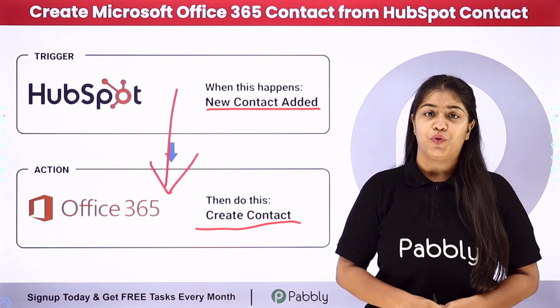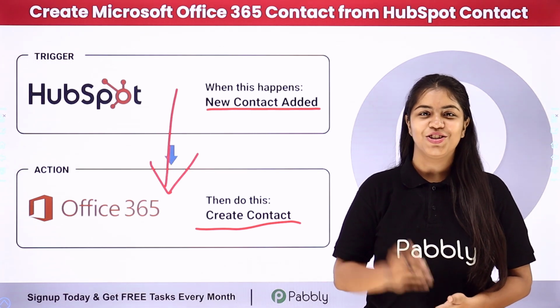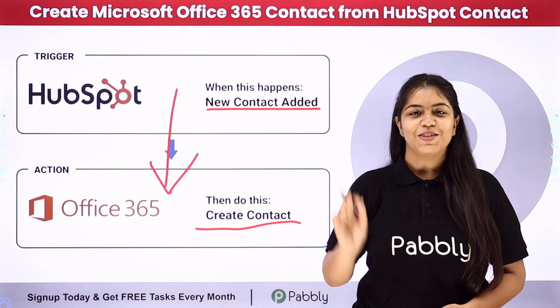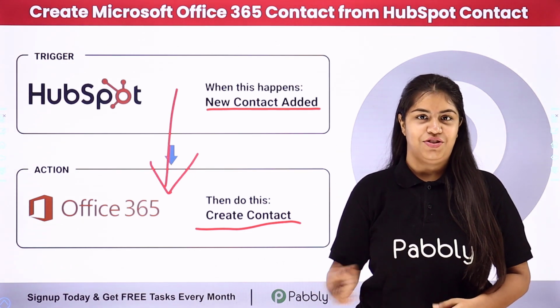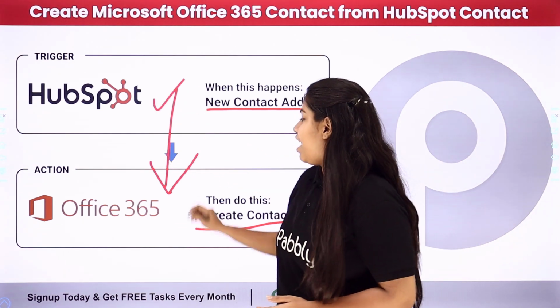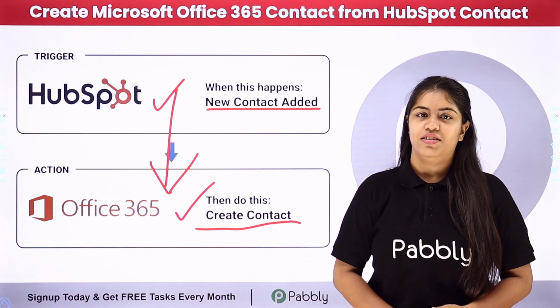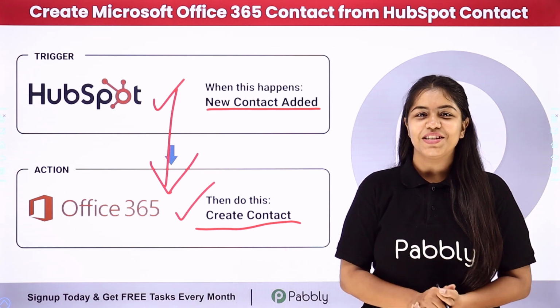To create this connection without knowing any programming or coding language, we are going to use Pabbly Connect. It is an amazing automation software. So in Pabbly, we have the concept of trigger and action. For trigger, we are going to use HubSpot, and for action, we are using Microsoft Office 365. So if you also wish to learn this process step by step, follow me through the screen.